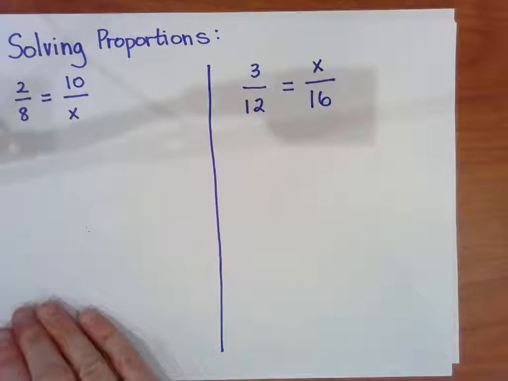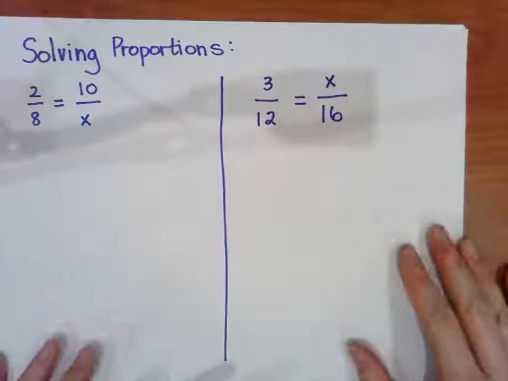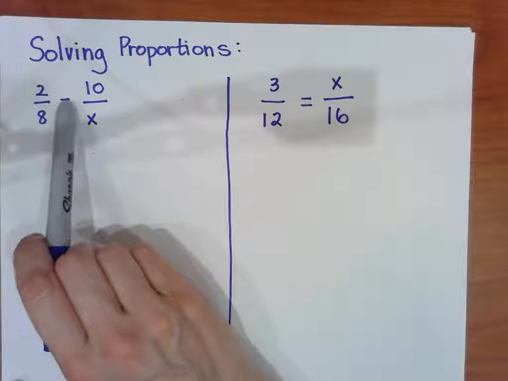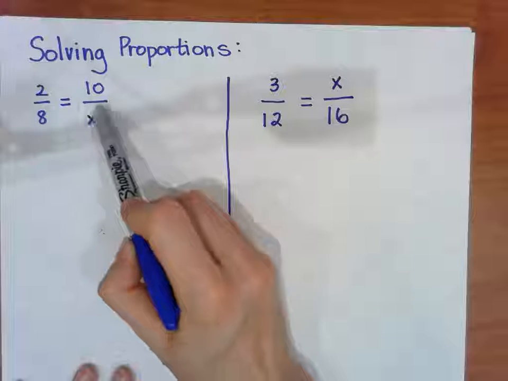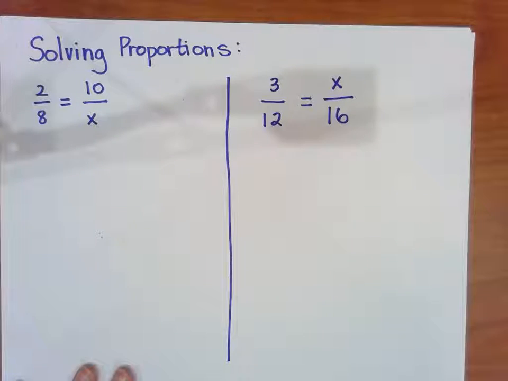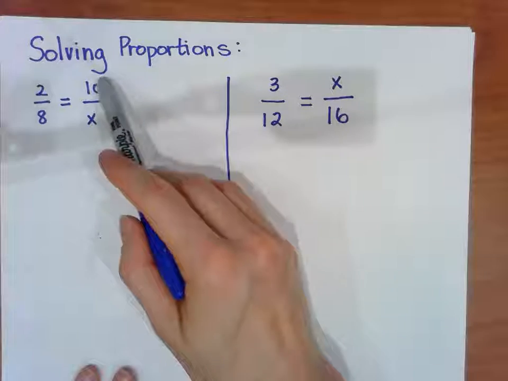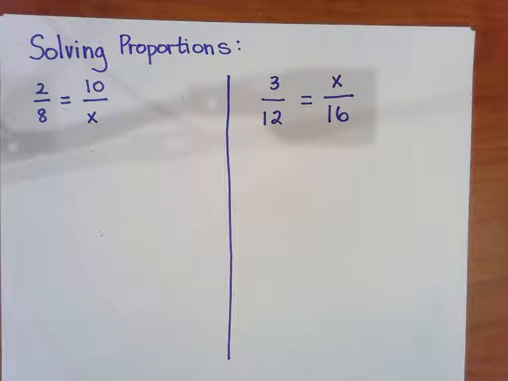Alright, so the next kind of problem that we want to look at solving is not word problems, so these ones tend to be a little bit easier. So we have some ratio equal to another ratio, but one of the numbers in one of the ratios is not known, and we want to figure out what x value would make this proportion true, where 2/8 was exactly the same as 10/x, whatever x is.